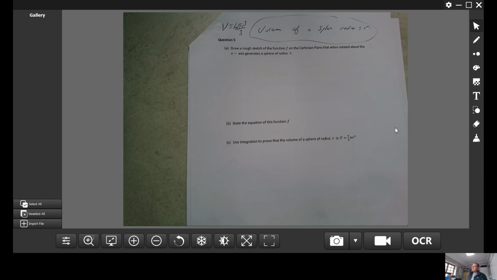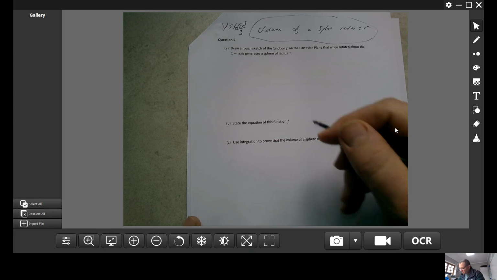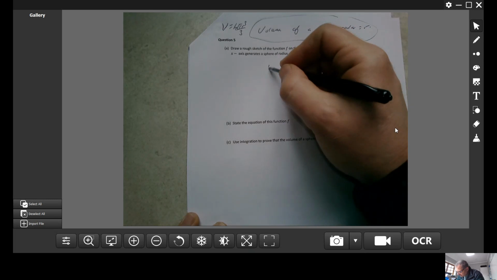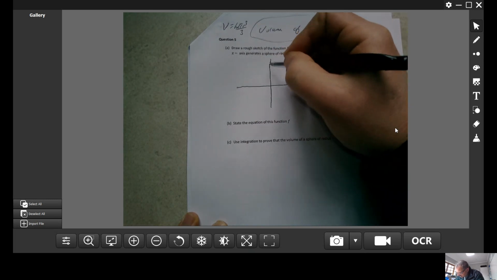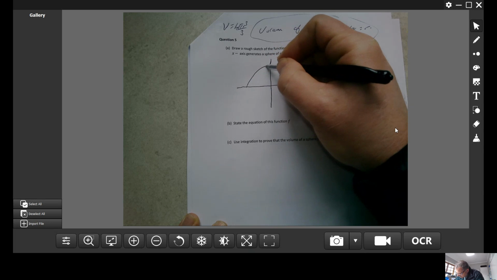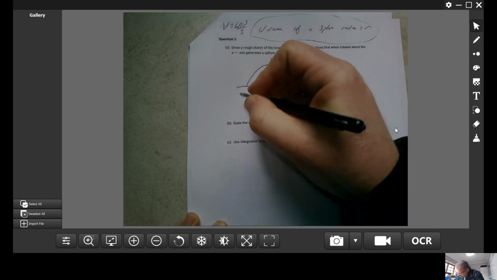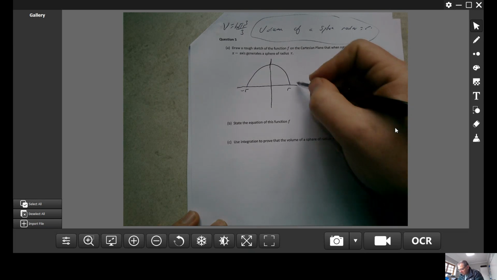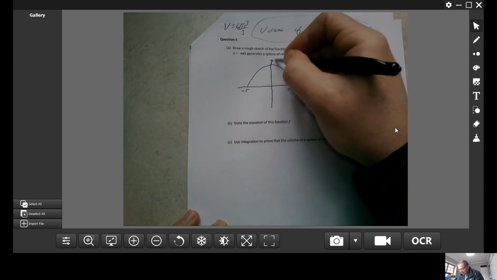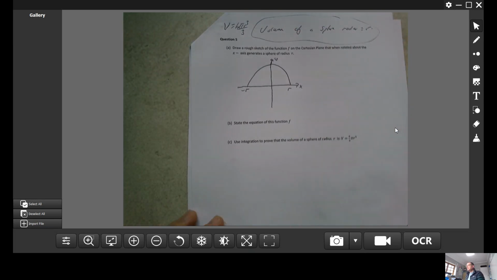So how would we approach it? Well, we'd have to first figure out a function that we could rotate about the x-axis in order to generate a perfect ball. Let's think about it. It's got to be a semicircle, obviously, and that's going to go from negative r to r, because your radius is equal to r. Here's your x-axis, here's your y-axis. You rotate that semicircle, what are you going to get? You're going to get a perfect sphere.